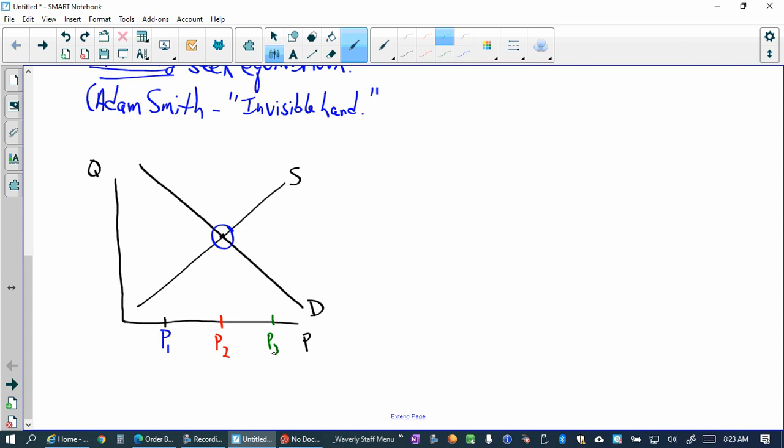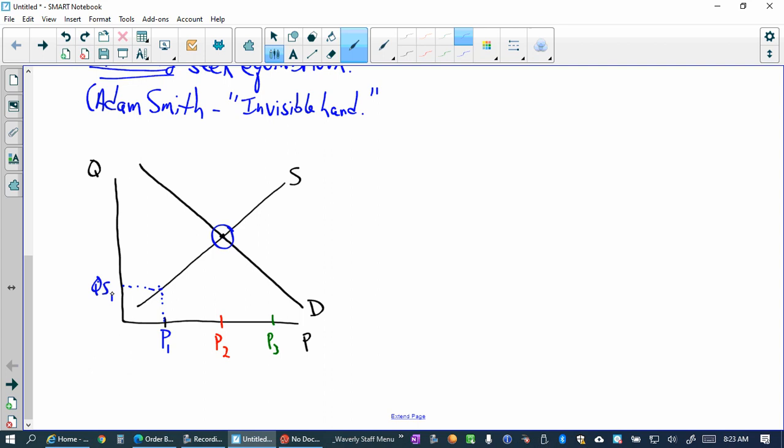Okay. So at this particular price, what's happening at price 1? If we go up here to the supply curve and come over here, if that's price 1, this would be quantity supplied 1. We'll call this QS1. So that's where that price will hit that graph.